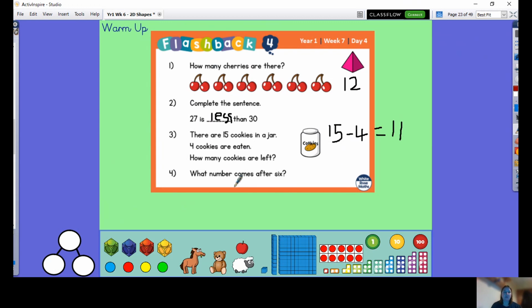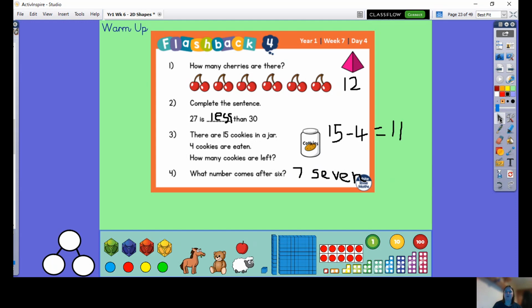And then what was this number? What comes after this number? This number was 6. So it is the number 7. Or if we were writing it, we would write it like that. I should really use the typing bit. 7. And well done. I'm sure you got those right.